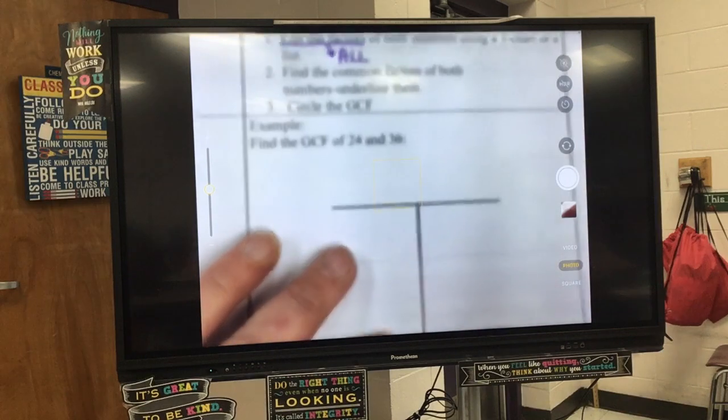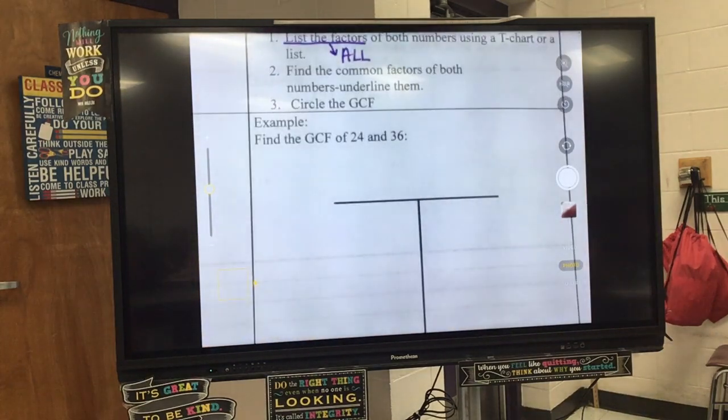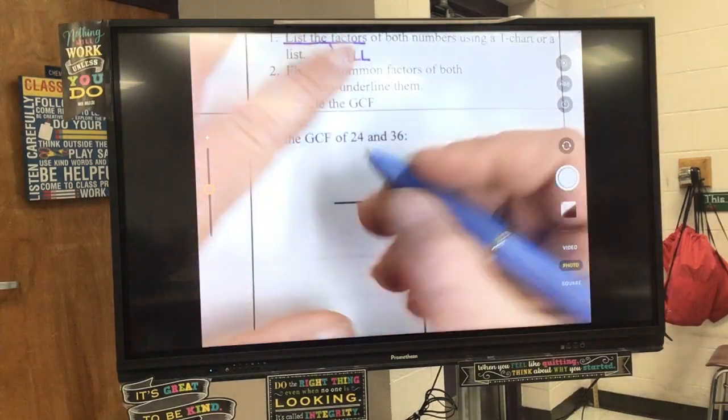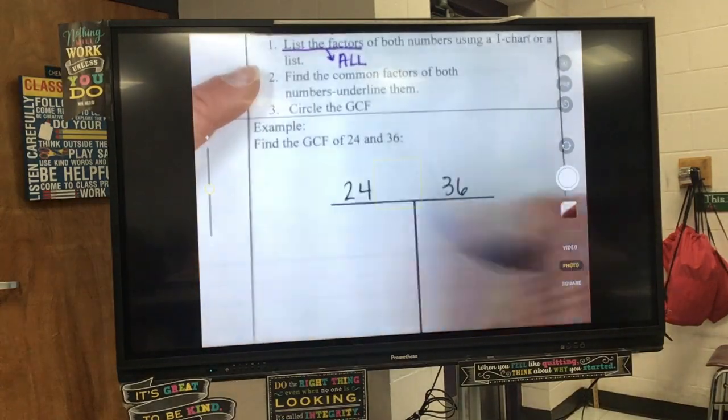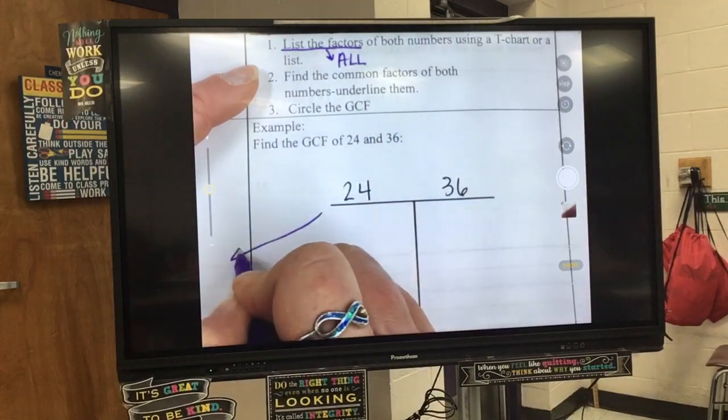So we are finding the GCF of 24 and 36. So 24 goes on this side, 36 goes on this side. This is your tall T.